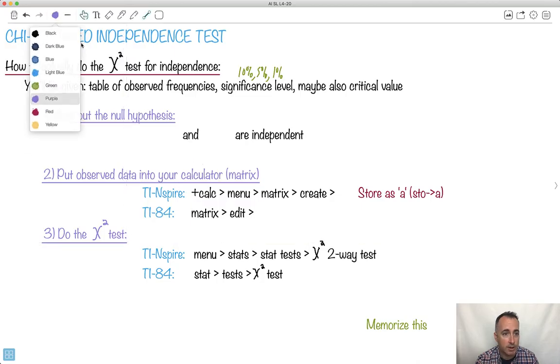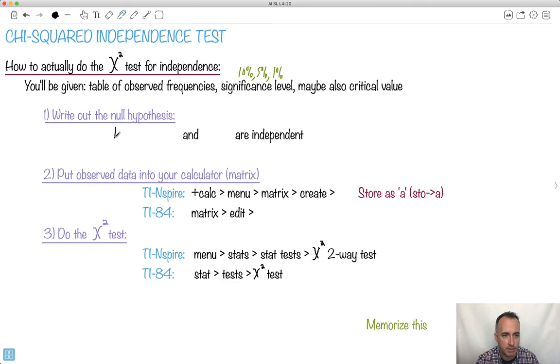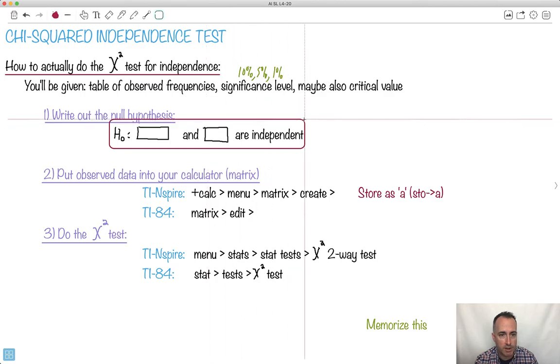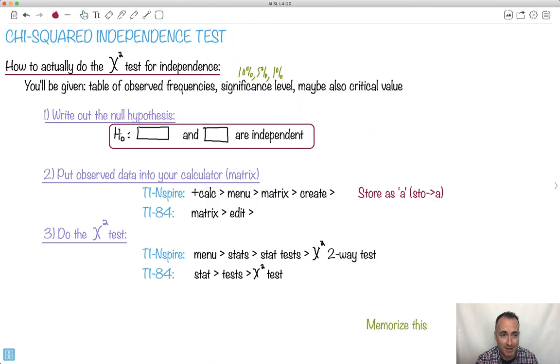So step one, how do we do the null hypothesis? Do you remember what that is? In the other video I showed you, it's H0, where we say that whatever your first thing is and the second thing are independent. This is the first thing we do. It's really important that we write this out, because if you're going to do a hypothesis test, which is what we're doing, you have to have the hypothesis. We're going to say the two variables are independent.